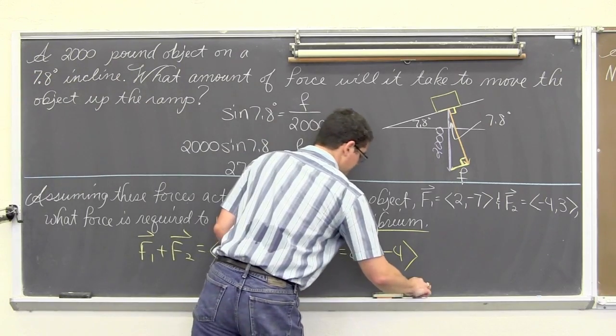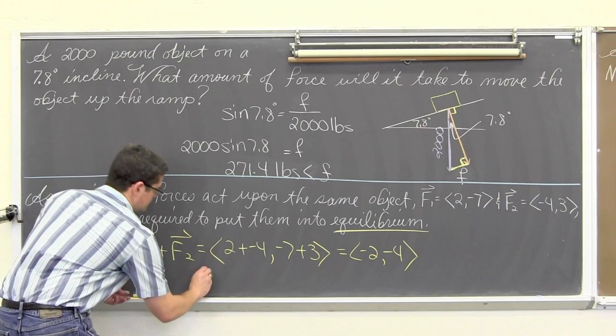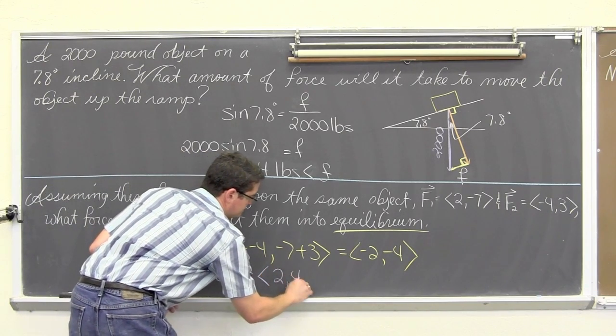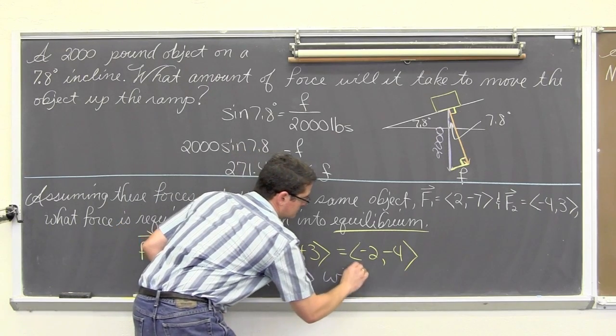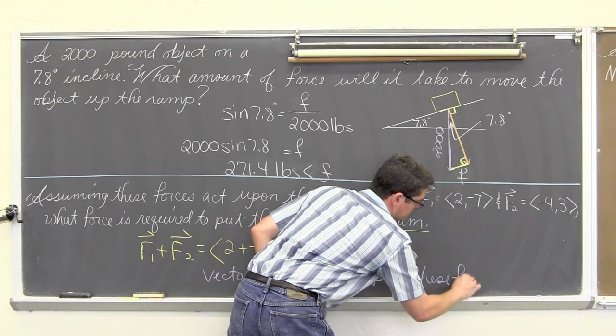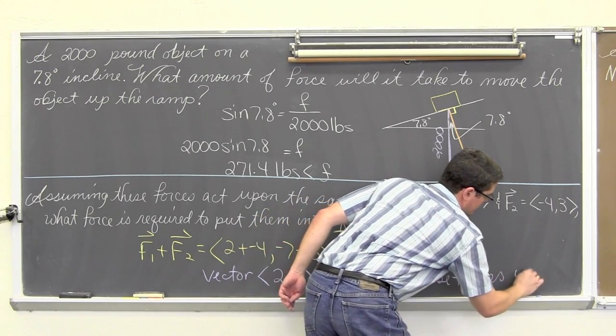So this vector <2, 4> will put these forces into equilibrium.